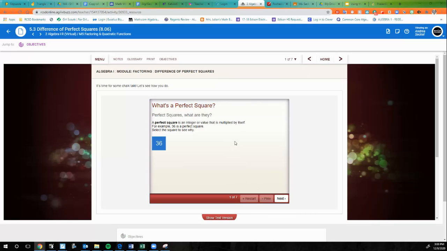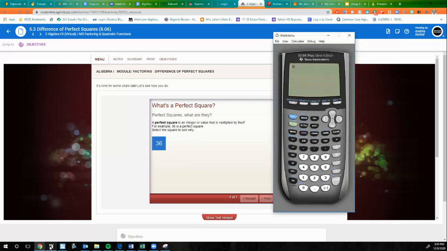If you click through these, it'll give you a couple of examples, but overall, a perfect square is an integer value that is multiplied by itself. So for example, 36 can be multiplied as 6 times 6, it is a perfect square. In class, you probably learned a calculator trick to test a number, and that is to use the squaring's opposite, a square root.